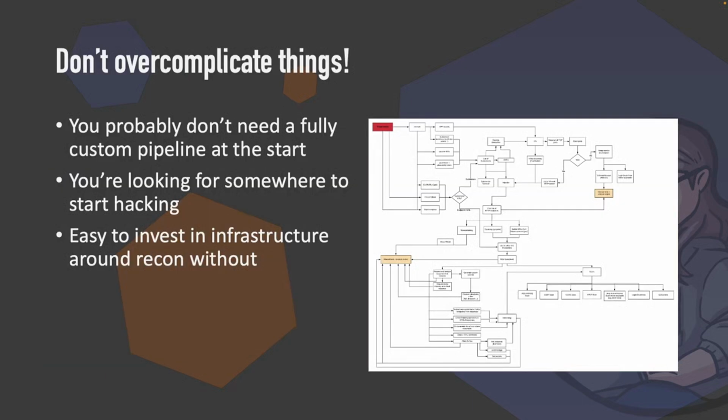I will say that overall, you don't really want to complicate things. Even with a larger scope, you don't need a fully custom pipeline to start. You do not need a super complex flowchart. You don't need to get ChatGPT to generate a lot of code. You're just looking for somewhere to start hacking. It's easy to invest in infrastructure around recon, but without that, you can't use that data. You have to take that step back and think, okay, what does this pipeline look like? What do I actually need from this?